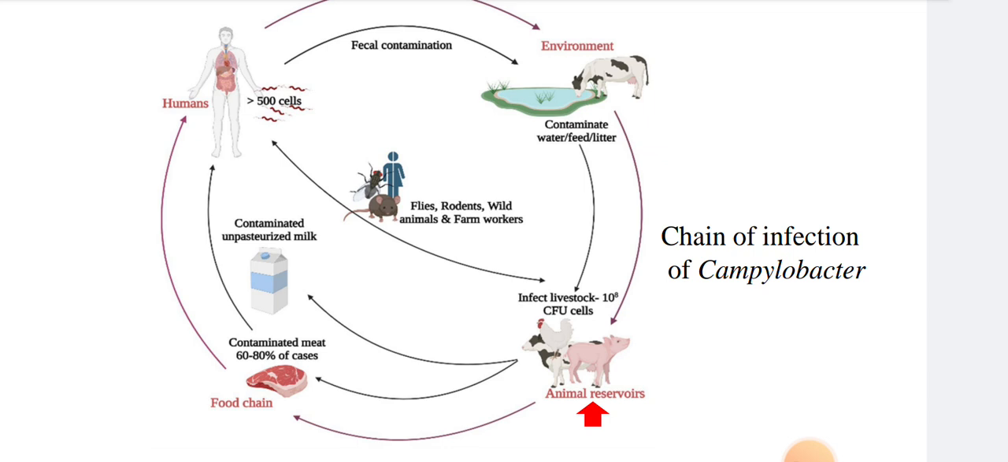Also, these animals can be infected by the same vehicles from the infected person. The infected person sheds the bacteria in his or her stool into the environment, leading to contamination, contaminating water, feed, the animal food. And also, animal can be infected from the infected environment. By this, the chain is completed.